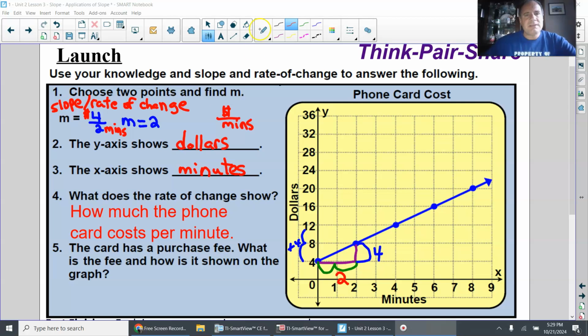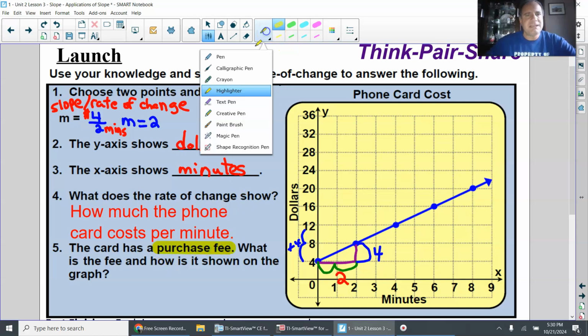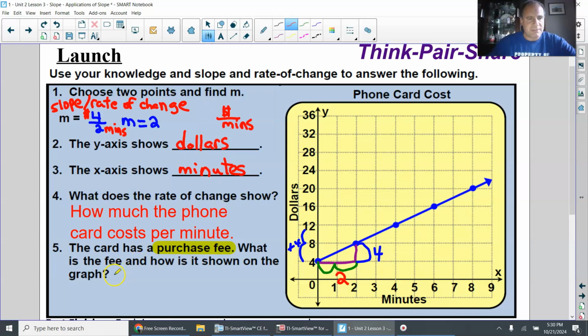All right, the card has a purchase fee, and I just want you to remember this purchase fee right here. If I could get the highlighter to work, that purchase fee is the y-intercept. So just remember, the purchase fee is the y-intercept. It is the initial value.